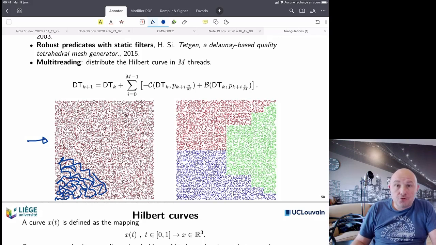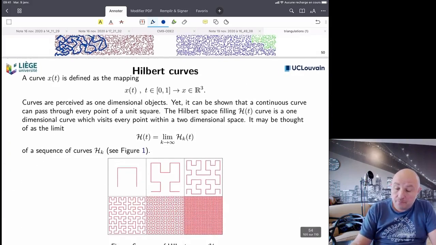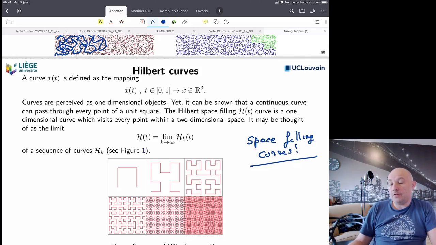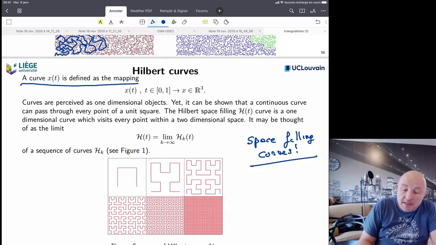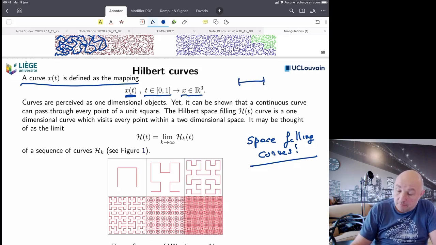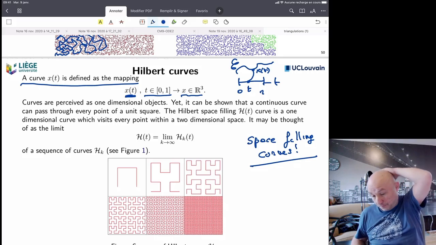We must introduce the concept, which is a geometrical concept, of space filling curves. What is a space filling curve? You know what is a curve. A curve is a mapping from, let's say, a 1D domain, [0, 1], onto the curve C, okay? Here, at each parameter t corresponds here x of t. Like that. That's a curve.